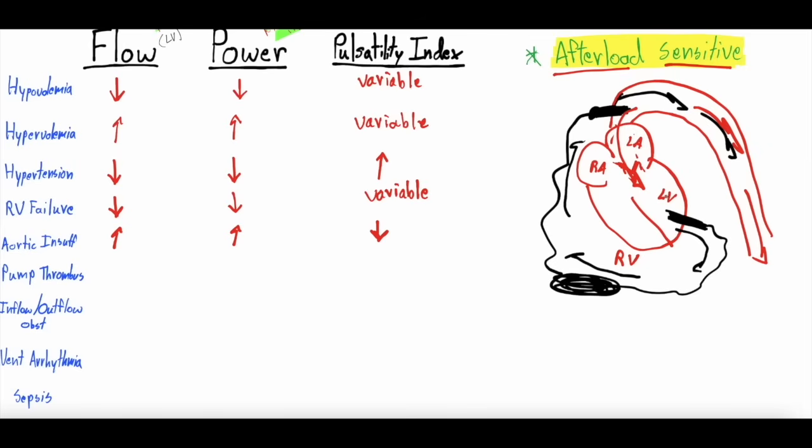But the volume in the left ventricle in aortic insufficiency is going to change less, because some of the blood that the LVAD is trying to pump out is returning back to the left ventricle. So you're going to have a decrease or a lower pulsatility index.